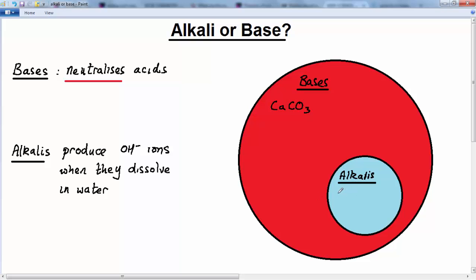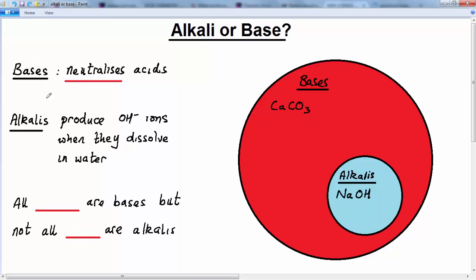Whereas sodium hydroxide, for example, is an alkali that will dissolve in water to produce hydroxide ions, and it is also a base because it will neutralize an acid. So we can say that all alkalis are bases. They are always capable of neutralizing an acid, but not all bases are alkalis. Not all of them are soluble in water and produce hydroxide ions. So for example, calcium carbonate, as we just mentioned.